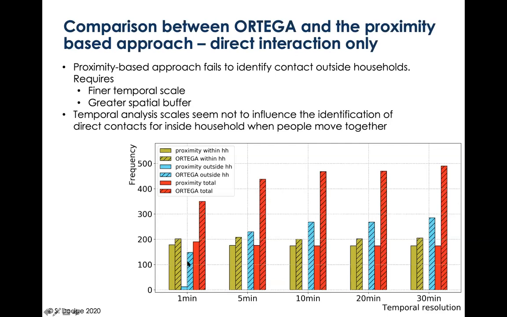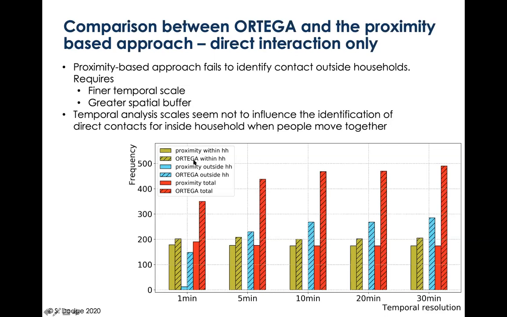So if we compare this, first of all, the proximity-based approach fails to identify outside household contact. As you can see here, the blue doesn't show any contact in the proximity-based approach. However, Ortega can identify potential contact. And the reason is basically because we don't have simultaneous fixes, right? Because we consider the potential path area between the two GPS points, Ortega can identify those possible contacts.